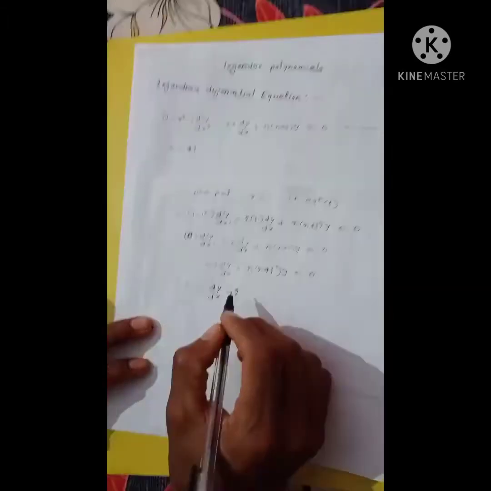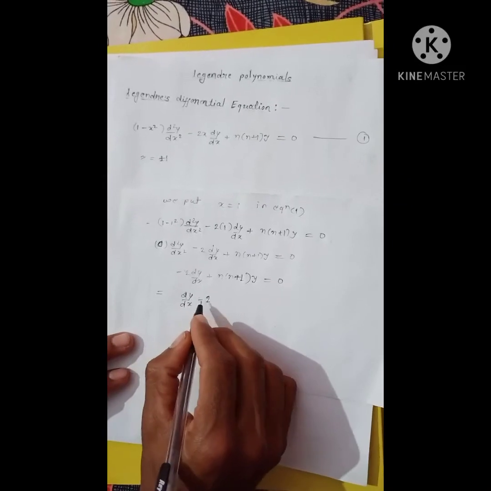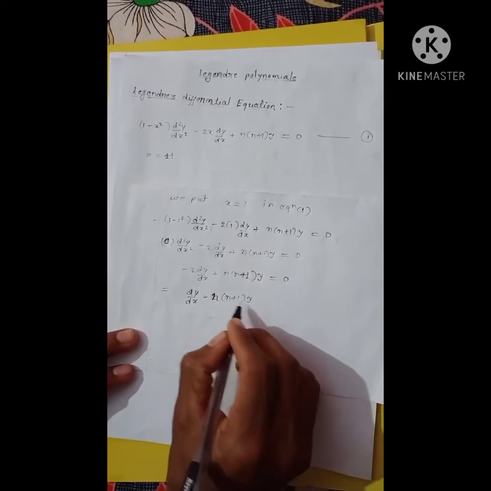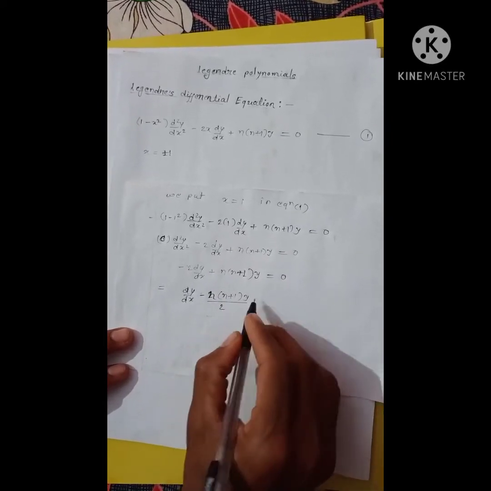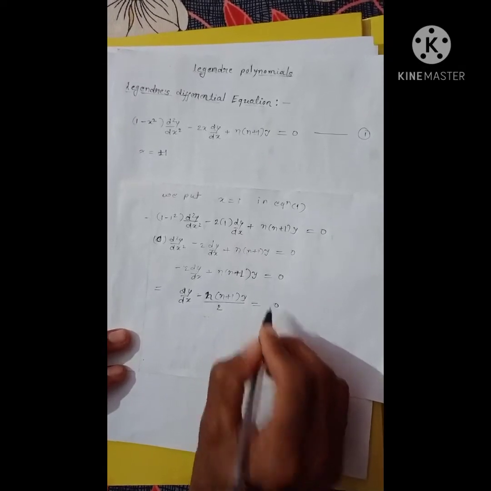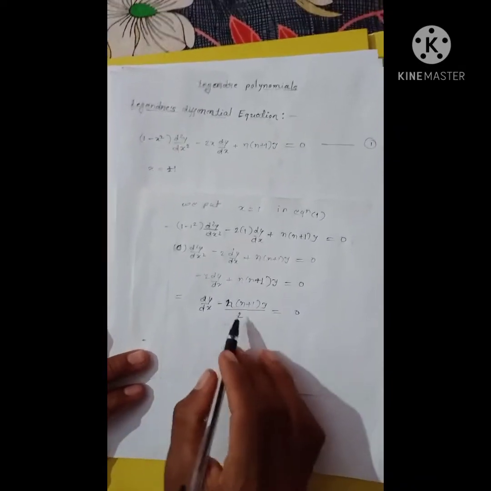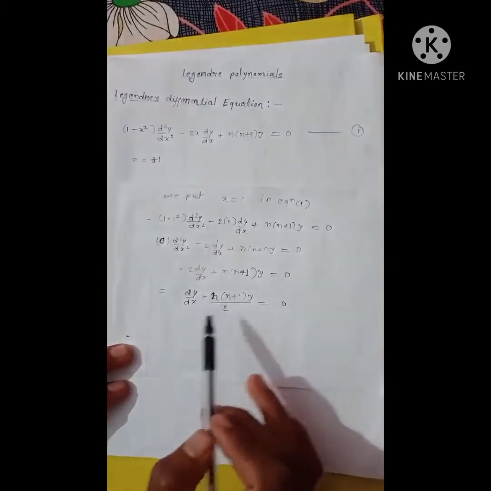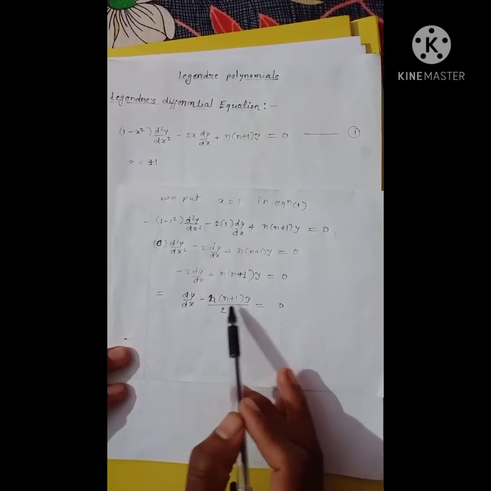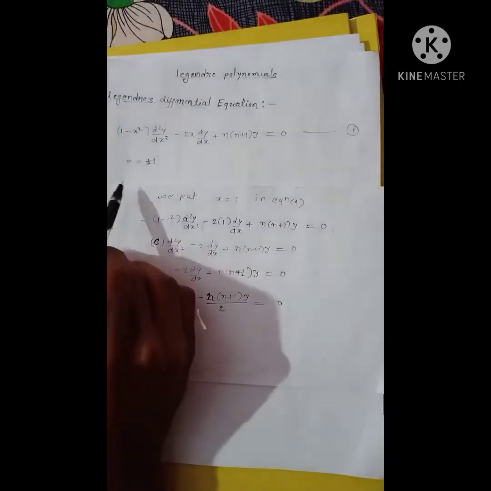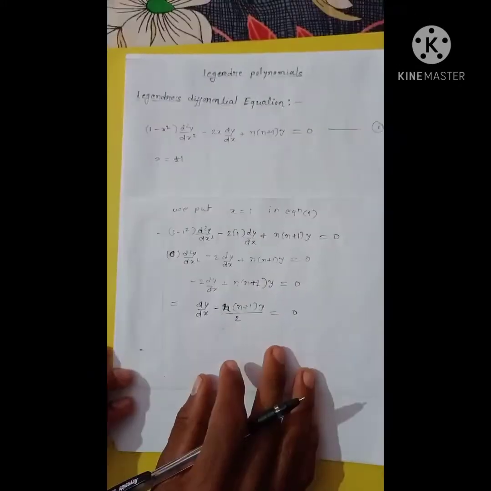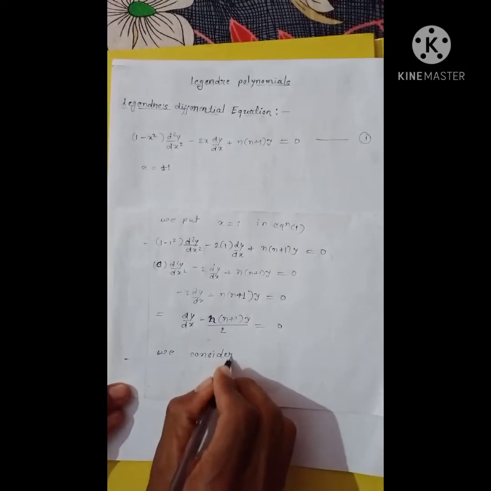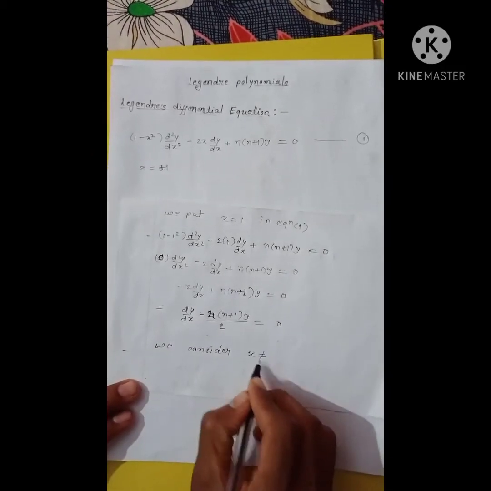So dy by dx minus n(n plus 1) y divided by 2 equals 0. This is the first order differential equation. Now the equation first is reduced to a first order differential equation when x is equal to plus minus 1. So we consider x not equal to plus minus 1.